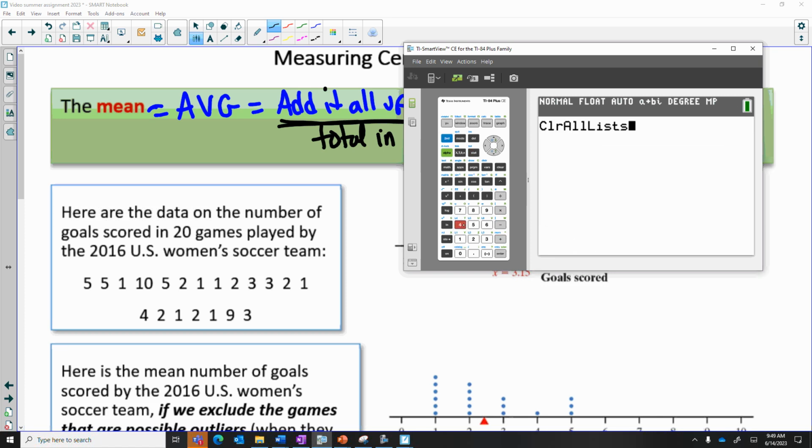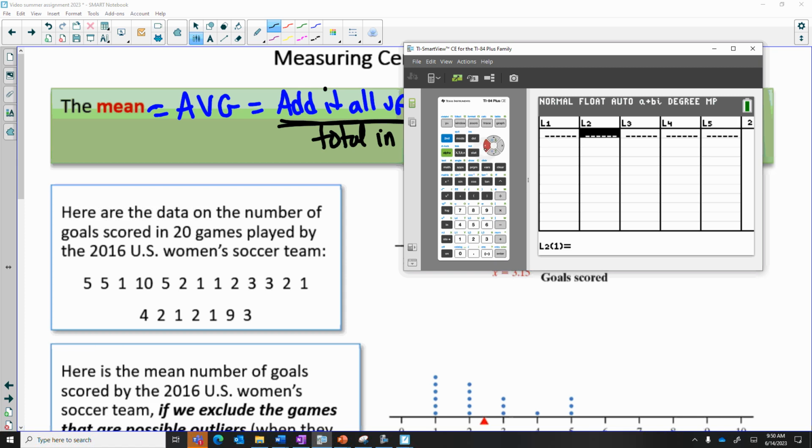Let me clear my list here, and then I'm going to show you. Let's say I had the number of goals scored for the U.S. Olympic team, and I had 1, 1, 1, 1, 1, 1, 2, 2, 2, 2, 2, 3, 3, 3, 4, 5, 5, 5, and then there was 9 and 10. Okay, so let's say I wanted to find the mean, the average.